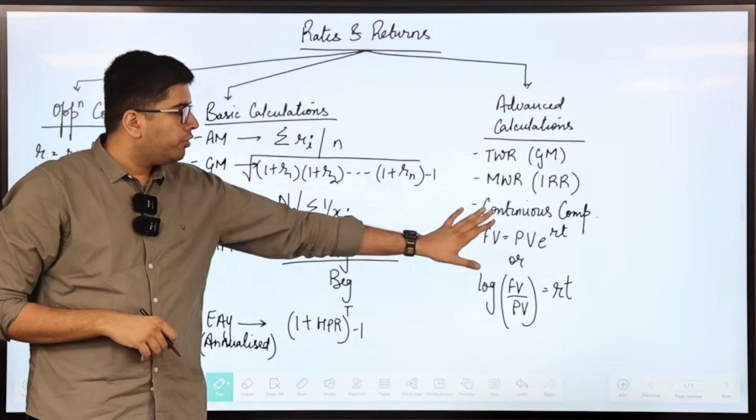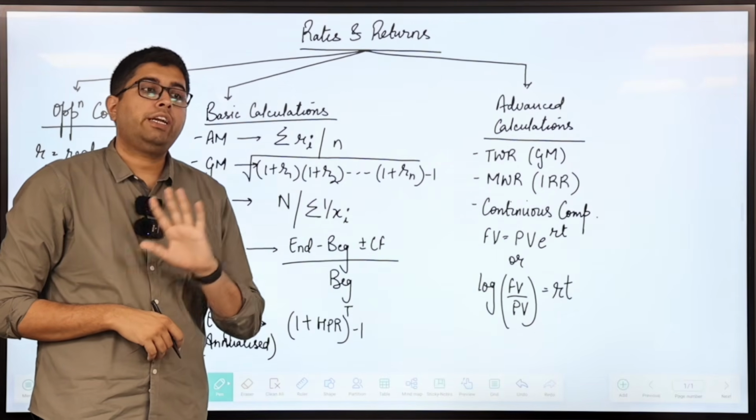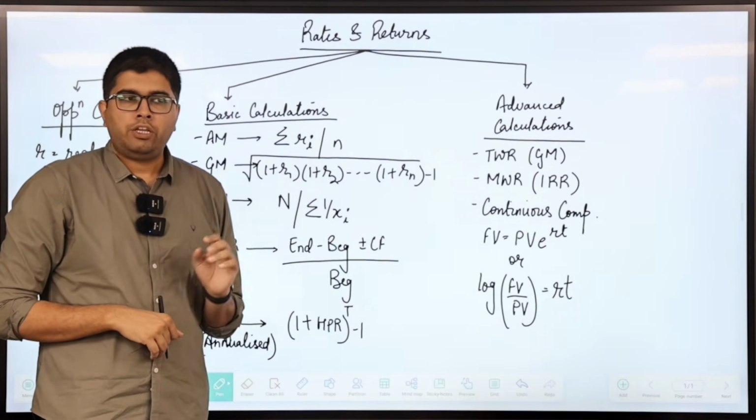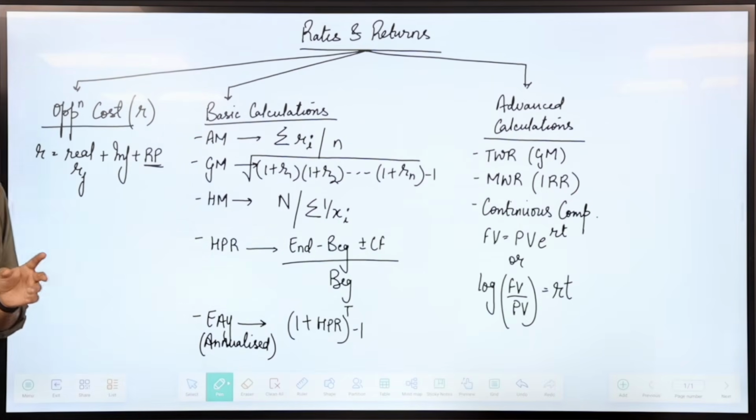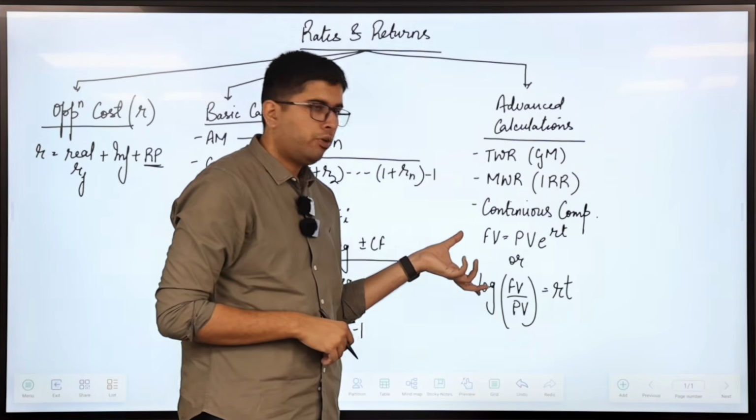Continuous compounding, even though it is mentioned in Quants, it can be tested in your entire syllabus. You can get questions in fixed income, in derivatives, in equity. We just put a small word at the end of the question, rate 10% or something, as per continuous compounding. So don't restrict yourself to thinking that this is only for quants.